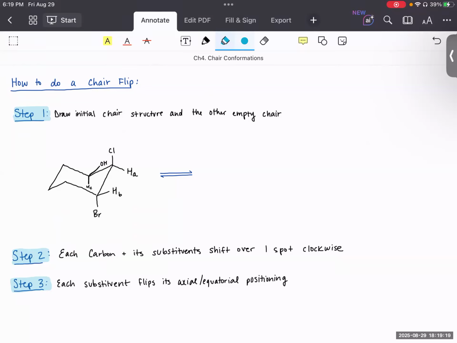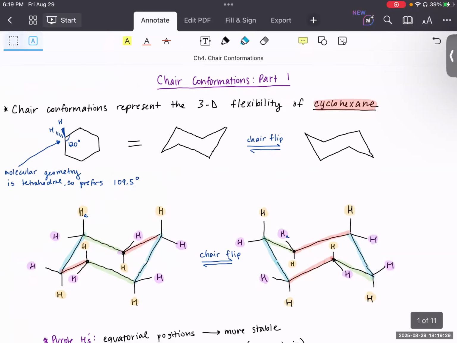And so in our step 1, we're going to draw that initial chair structure, which we already did. And then we're going to draw the empty chair that corresponds to the other structure. And so for this, I'm going to copy the structure from up here.